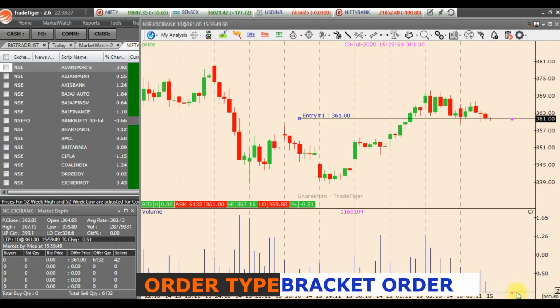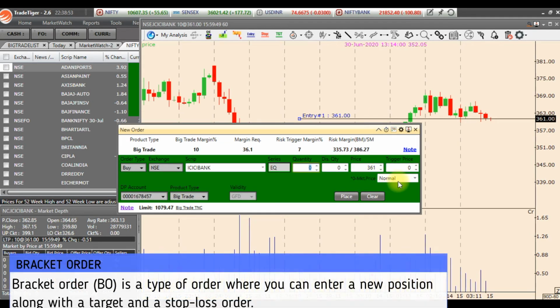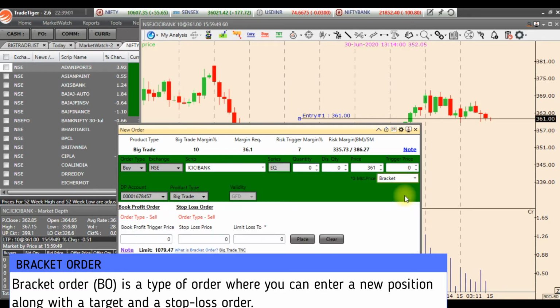Now I'm going to show you how to place a bracket order. It's a very important type of order, and it is very useful for a very active intraday trader. Let me show you how you can place that order. Just keep the entry line wherever you want to enter a bracket order. Double click. You can see the small window here. You can see normal, right? If you want to place a bracket order, just select bracket.